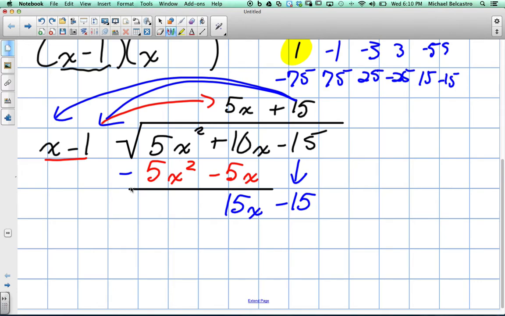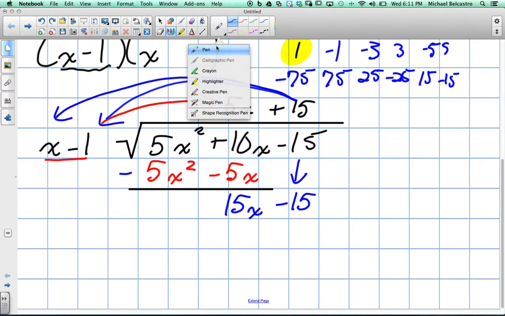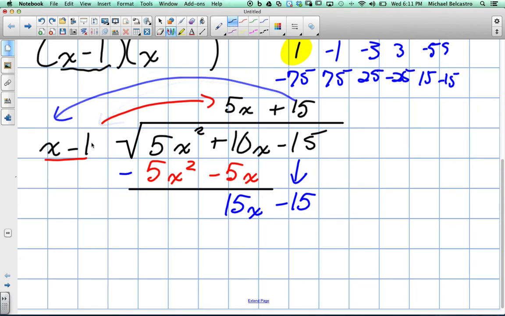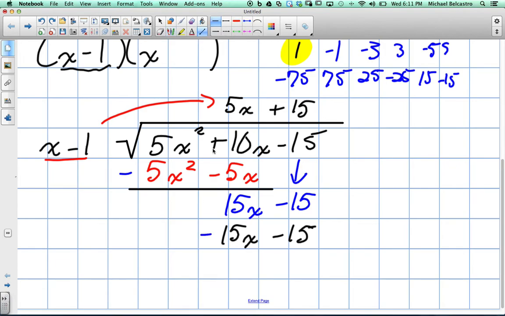And in order for this to work, this should all eliminate at the end. If it doesn't eliminate, then we've made a mistake somewhere or it's not a true root. So 15 times x is 15x. 15 times negative 1 is negative 15. Okay. And we again subtract. And lo and behold, these eliminate, we got 0. Perfect. So what that means is this is the other bracket.